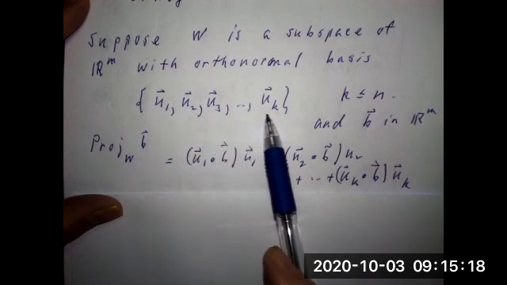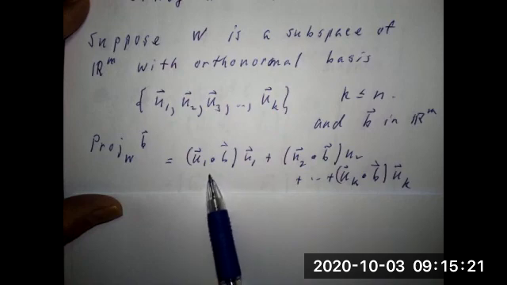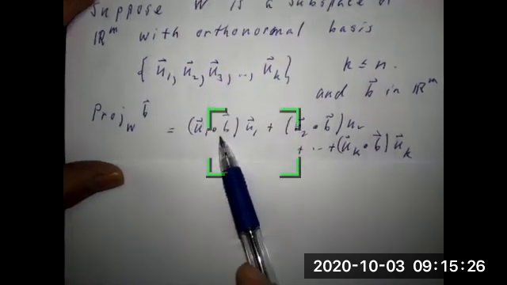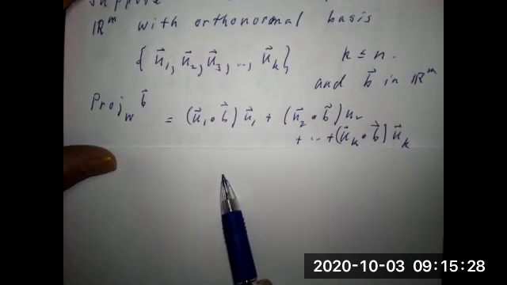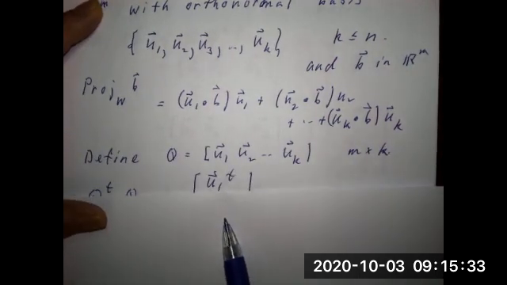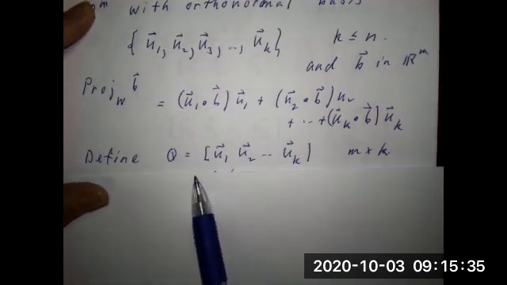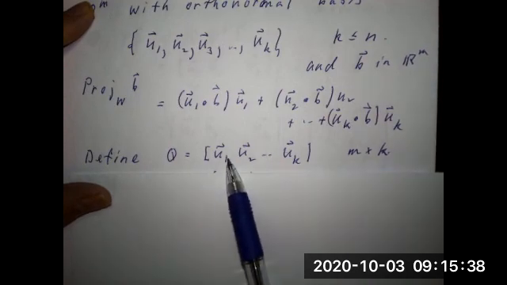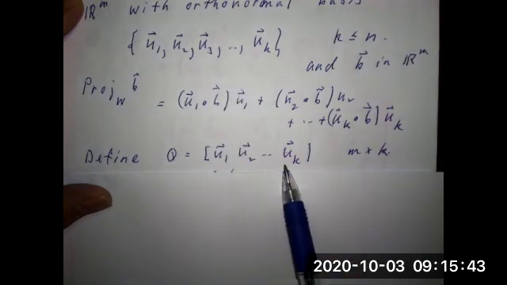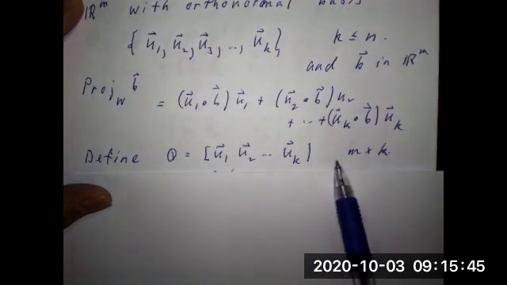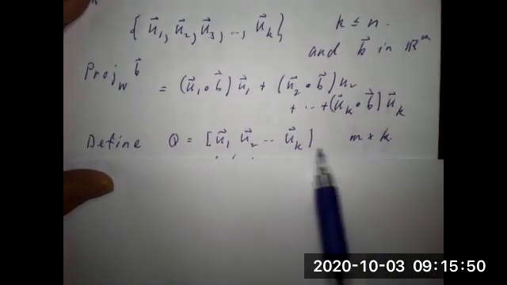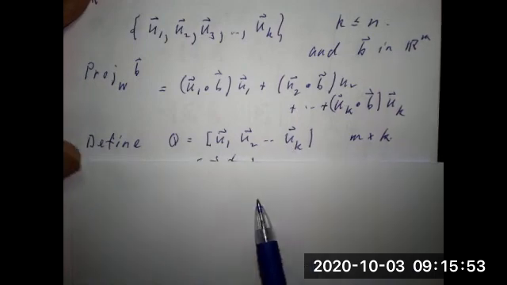Now, if these vectors were just orthogonal but weren't unit vectors, then I would have to divide by the lengths here in order to make unit vectors. So this is a very nice property of orthonormal bases. So we're going to introduce a new matrix Q whose columns are formed using the orthonormal basis vectors u1 up through u sub k. So this is a matrix that has m rows because we're working in m-dimensional space, and it has k columns because there are k of these vectors.